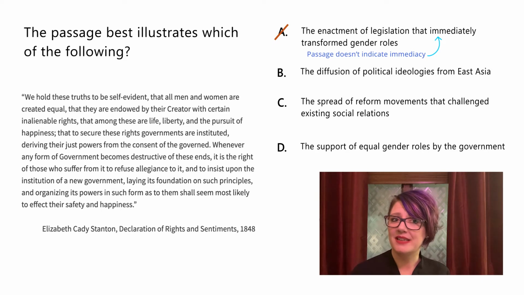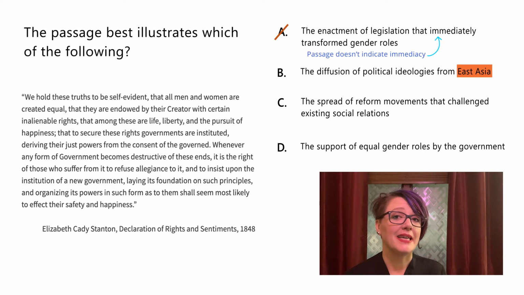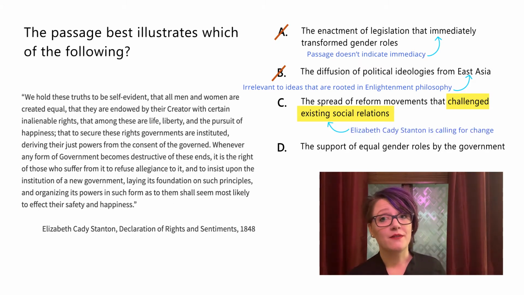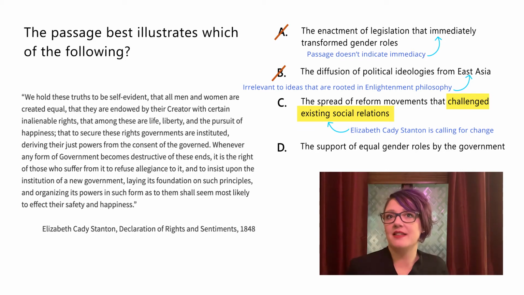Choice B brings in East Asia, which really doesn't work here. It's pretty unrelated, especially since we've already determined that these ideas are rooted in Enlightenment philosophy. Get rid of choice B. Choice C, well, we know for sure that Elizabeth Cady Stanton is in fact challenging existing social relations because she's calling for change. If you're unsure if that's a reform movement, we can think about this as if she's successful, it's going to reform society. So C sounds pretty good.